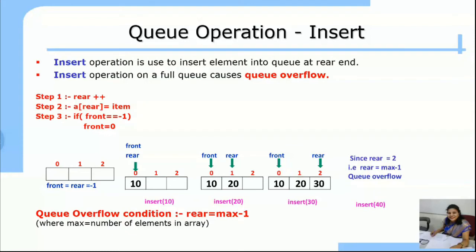So the queue overflow condition is rear is equal to max minus 1, where max is the number of elements in the array or size of the queue.